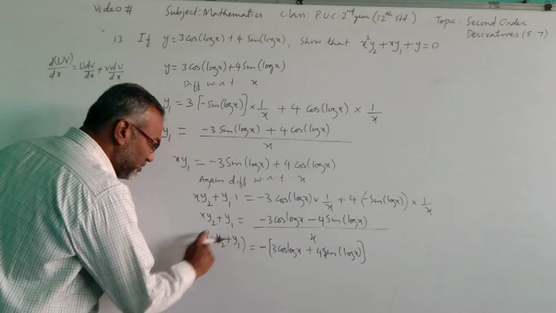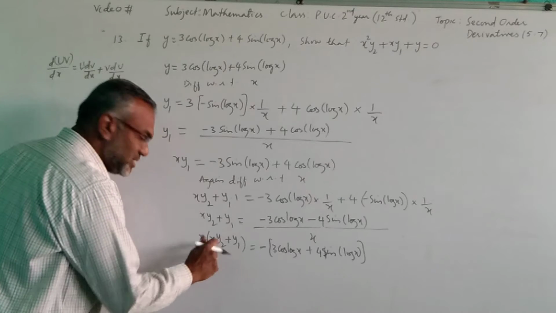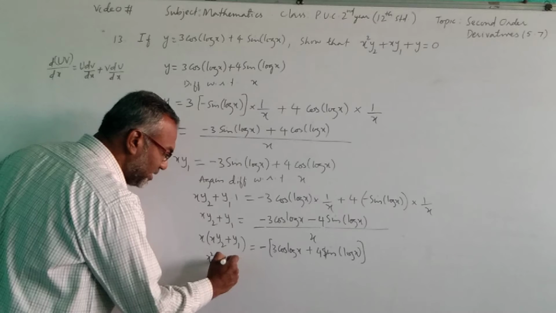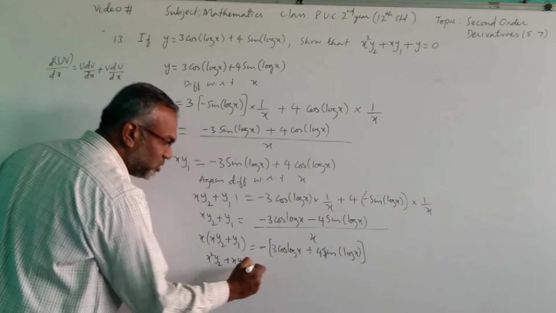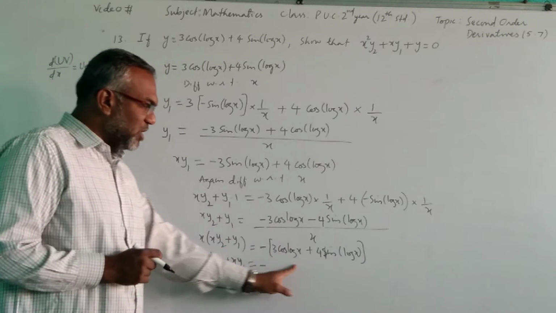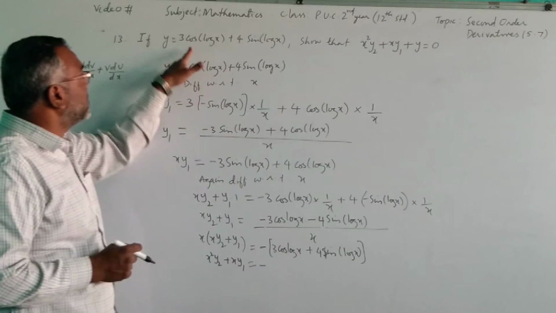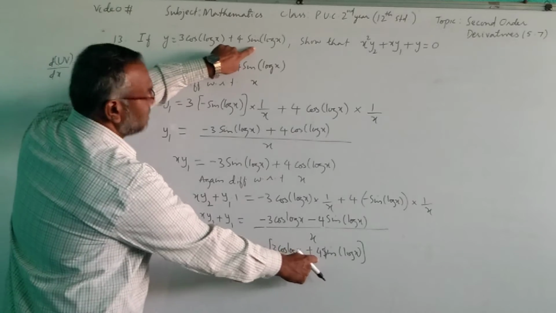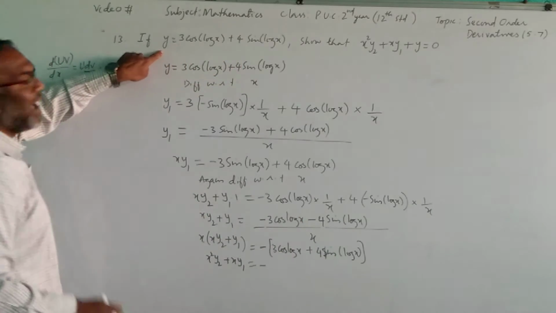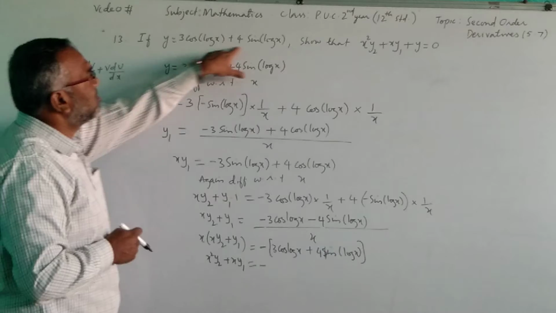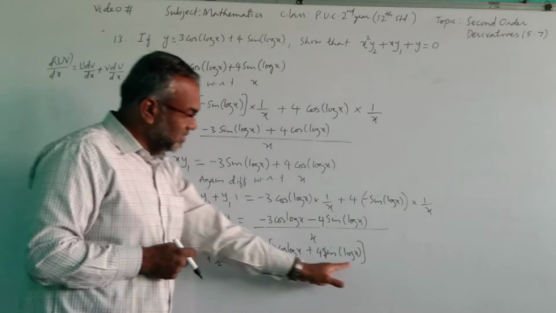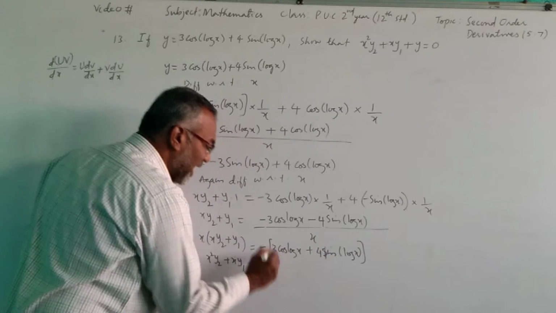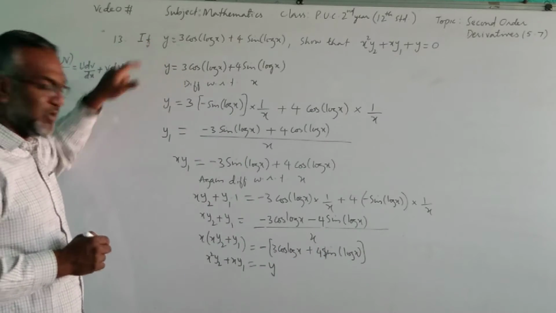Now multiply this, x into x, x square y2 plus x into y1, xy1 is equal to minus, if you observe carefully, this is the given equation. See here, 3 cos of log x plus 4 sine of log x, and this is equal to y. So we can replace this all by y because this is equal to y is given in the question, right?